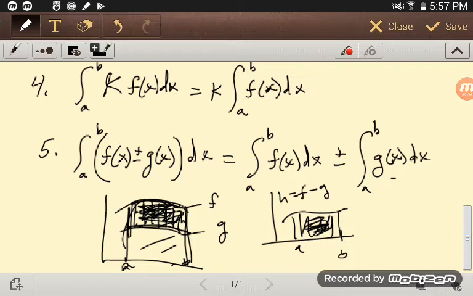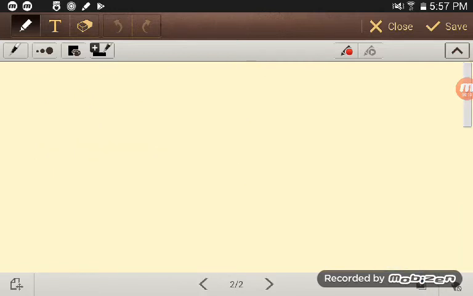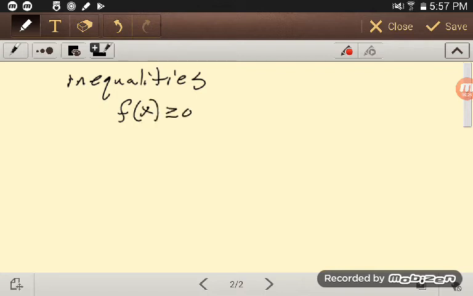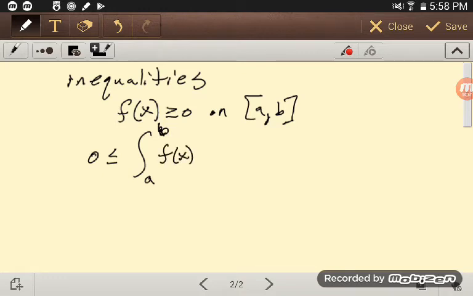Oh, we do have a couple more. I almost forgot to put those in. We have inequalities as well. So if f of x is greater than or equal to 0 on a to b and it's integrable, in other words, it's continuous on a to b, then 0 is less than or equal to the integral from a to b of f of x dx.